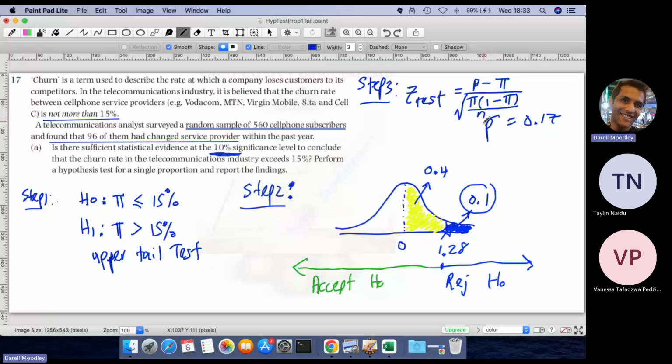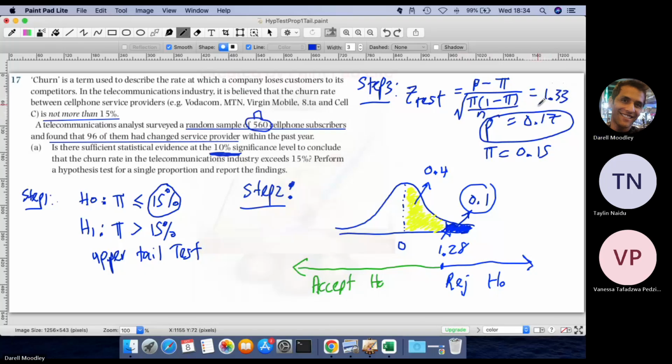Now we have all the values we need to plug into this equation. There's your P, so you're going to plug in 0.17 where we see P. For pi, you would substitute the value that you have in your hypothesis, which is 15%. So you're going to substitute 0.15. Your n in the formula is your sample size, 560. So you have all the values to substitute into this formula. After you plug in all the values, you'll get a value of 1.33.